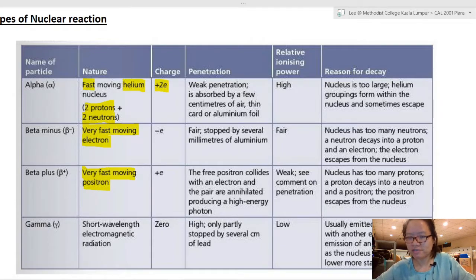Okay, positively charged. So everything is like the electron, it has the mass of an electron, but it is positively charged. What? Why? Okay, you hold on to that thought first. We'll talk more about this later. So it's a very fast-moving positron, okay?